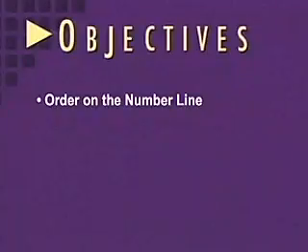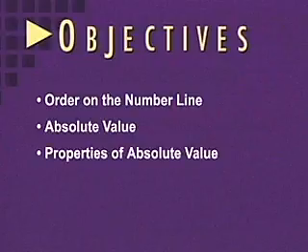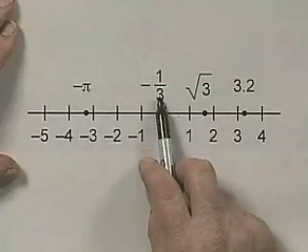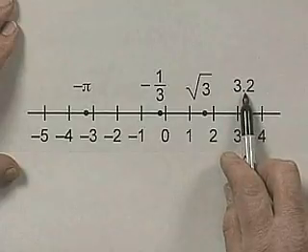Let's look at our specific objectives. Our objectives are order on a number line, absolute value, and properties of absolute value. Let us look at a number line. In this example, we have negative pi, negative 1/3, the square root of 3, and 3 2/10.